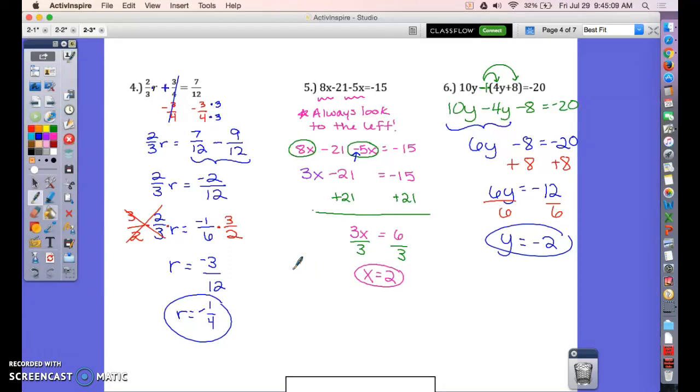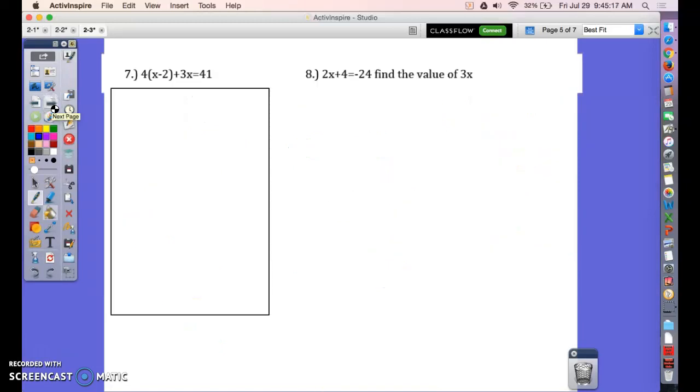Now I can solve using inverse operations. So if you didn't get that right, pause and take a look at that work here. Number 7, I want you to try on your own as well, and then I'll reveal the answer. So pause if you haven't done number 7 yet and try this problem.